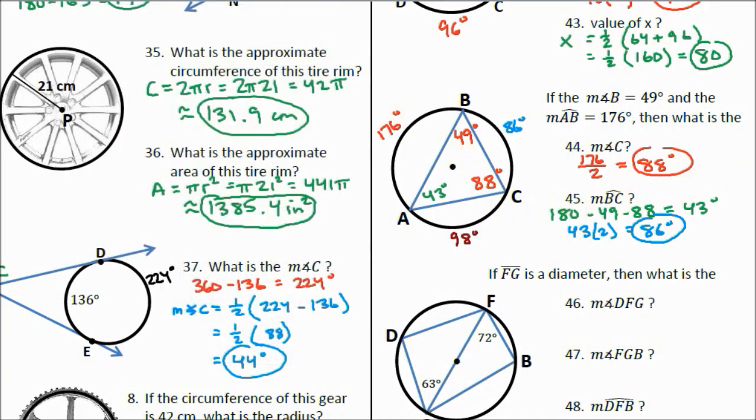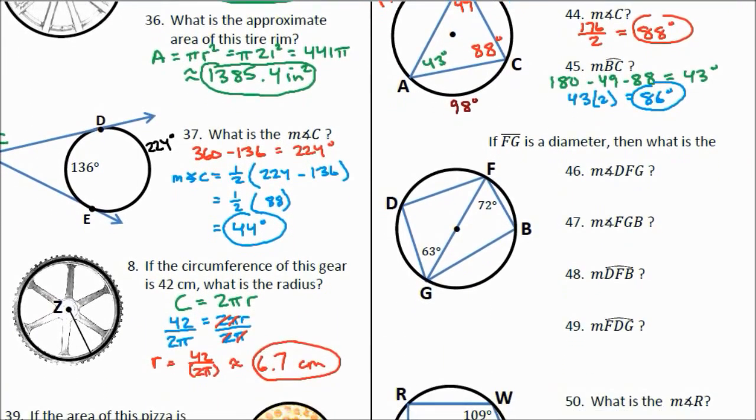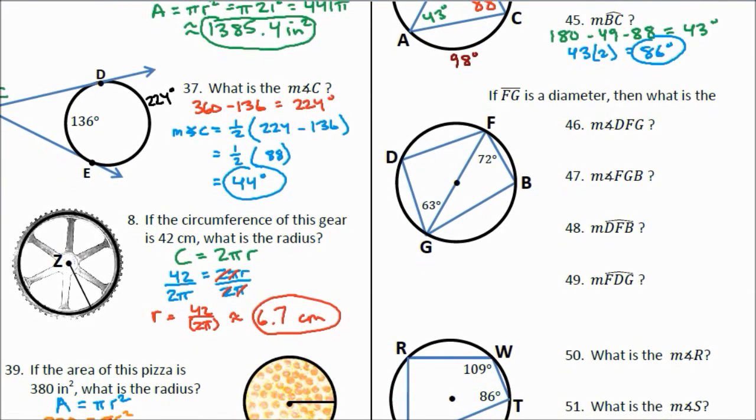All right, questions 46, 47, 48, and 49. 4 questions here. If FG is a diameter, well, that tells us a lot. If FG is a diameter, then what is the measure of angle DFG?